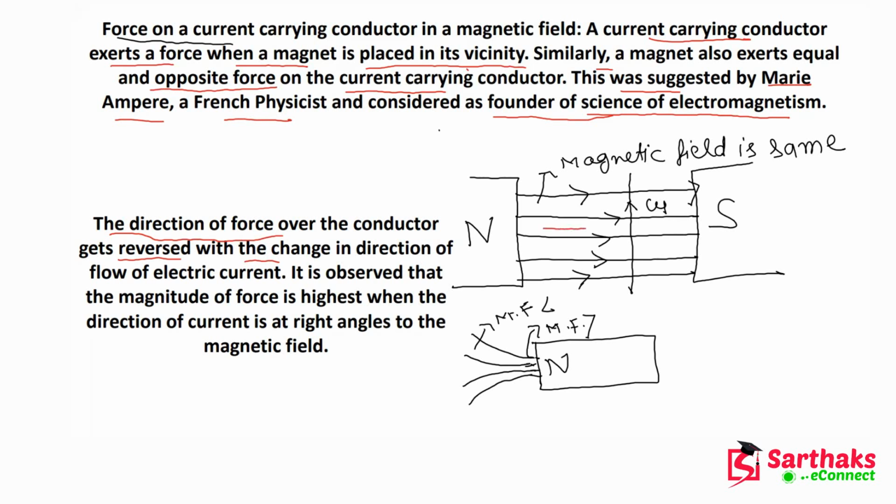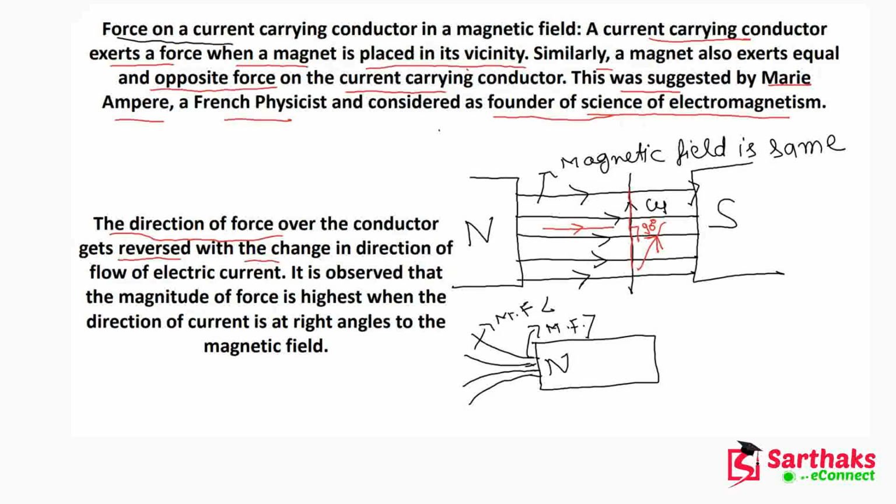Now, if you keep this conductor in this direction horizontally, then it will not experience any type of force. If you keep it here like this, then it will start experiencing a force. And when you keep it at 90 degrees from this magnetic field, let's suppose, an angle of 90 degrees, the force exerted on it will be highest at this point. When it is making a right angle, the force being exerted on it will be highest.